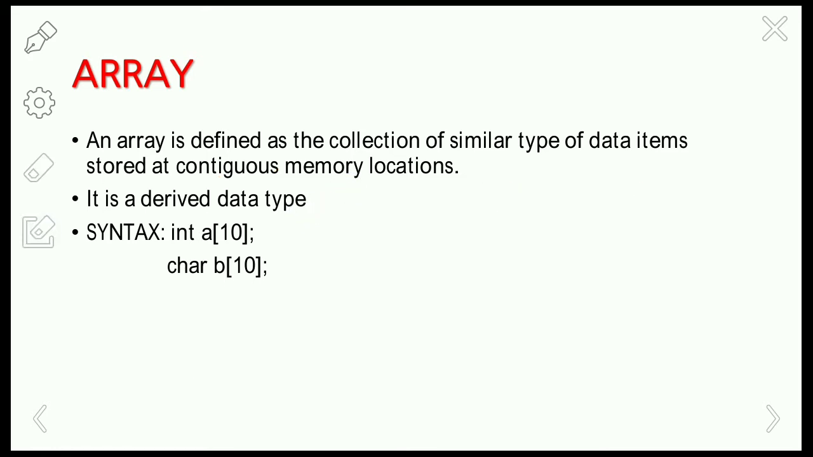Okay, and array is a derived data type. We know that we have two types of data types, primitive and derived data types. So array can support integers, floats, characters, and it can also support derived data types like structures, pointers, and functions. Okay, so it can store structures, pointers, and functions also. So using arrays we can store the primitive as well as derived data types here.